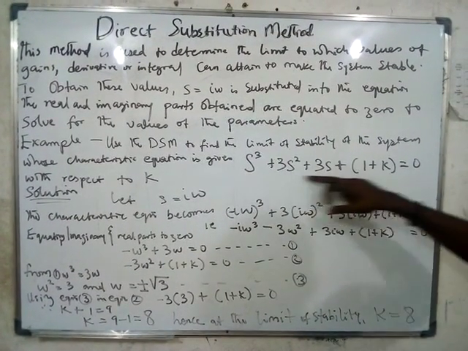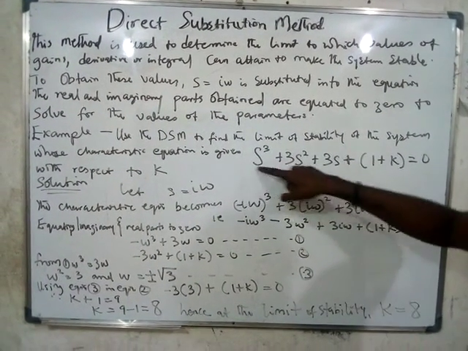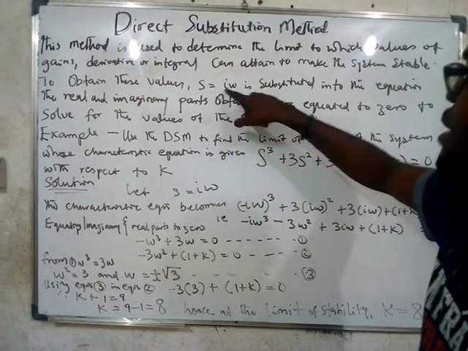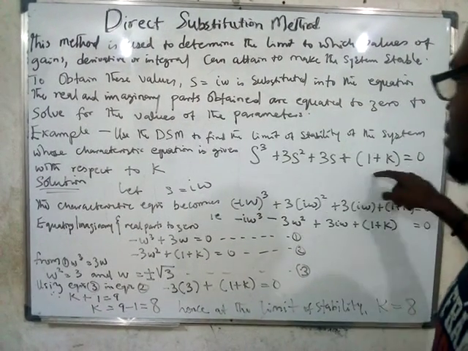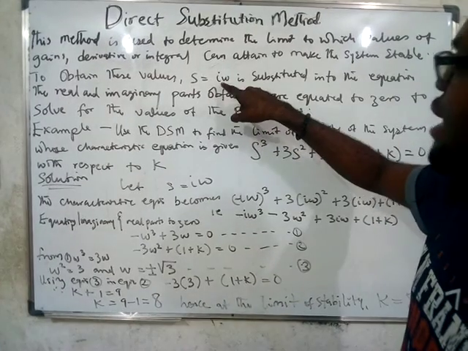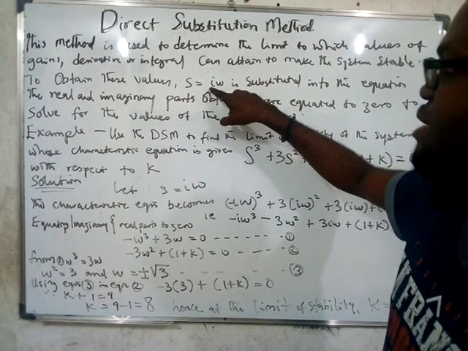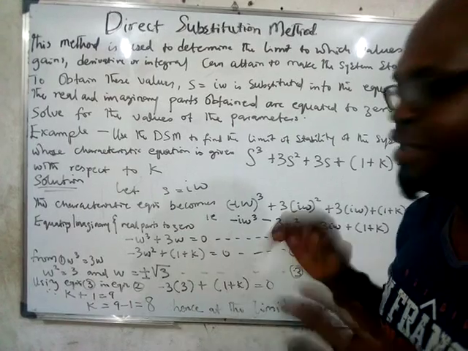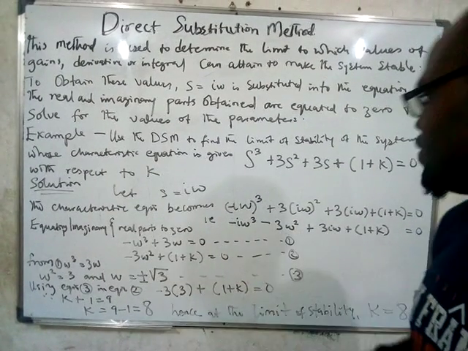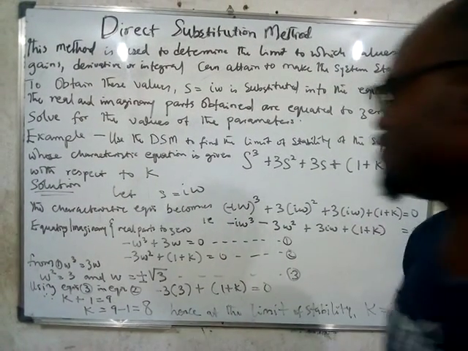Whenever you're given a characteristic equation, anywhere you see s, replace it with iw. You understand? When you do it, any part that is containing i is imaginary. The part that is not containing i is the real. So separate them and equate them to 0. Then you solve down. See, it's very, very simple.